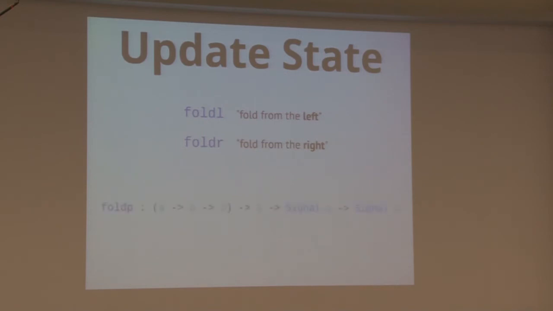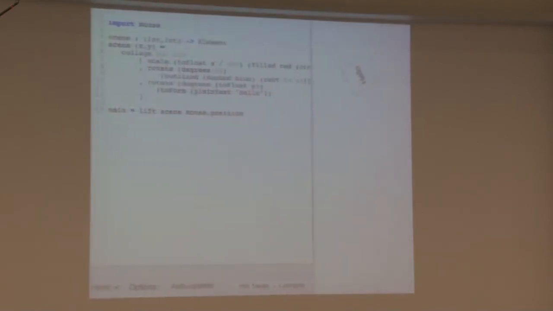So we have foldp. This is fold from the past. As events come in, we are going to be accumulating them. So what's happening here is updates are coming in on our signal, and our first function is saying, take whatever value comes in, take the current state, and give us a new state. And we started with this initial state. Let's do an example of this.